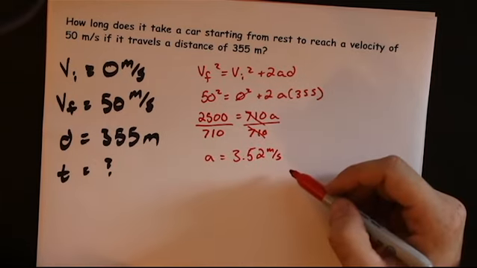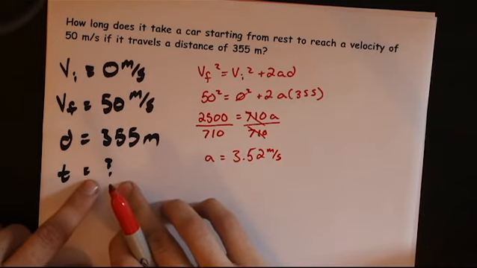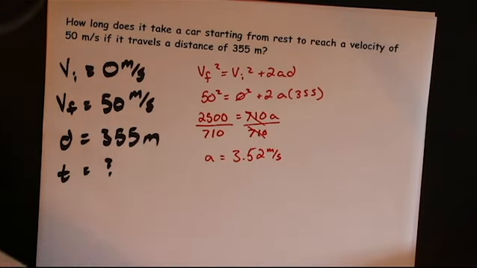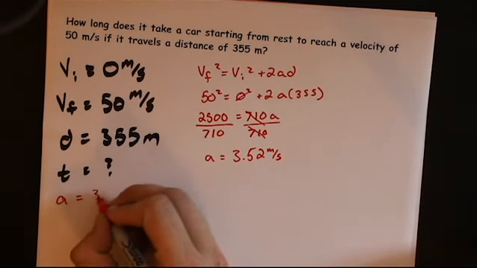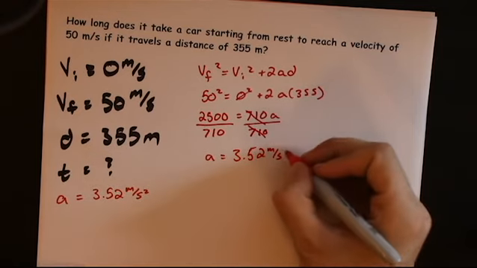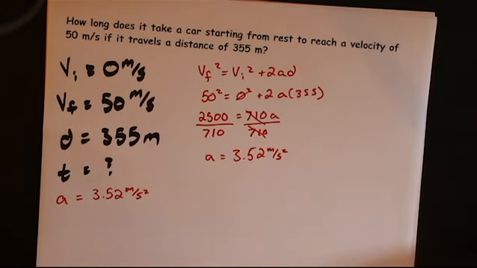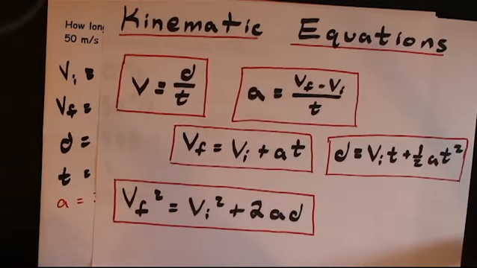But remember, that's not our answer. This is just some work that we had to do to help us get to our answer, which is solving for time. So now that we know acceleration, I'm going to write that over here, add it to my list. 3.52 meters per second squared. Oops, didn't put my squared there. All right, let's come over here now and see if there's an equation that we can use.